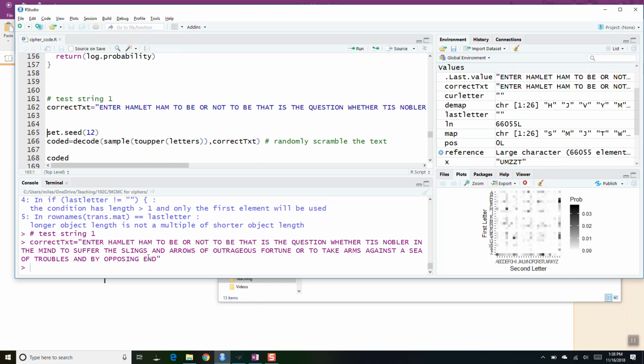All right, so we've intercepted a message. The original message is from Hamlet, all right, and it says, enter Hamlet, and Hamlet says, to be or not to be. That is the question, whether 'tis nobler in the mind to suffer the slings and arrows of outrageous fortune, or to take arms against a sea of troubles and by opposing end, right?